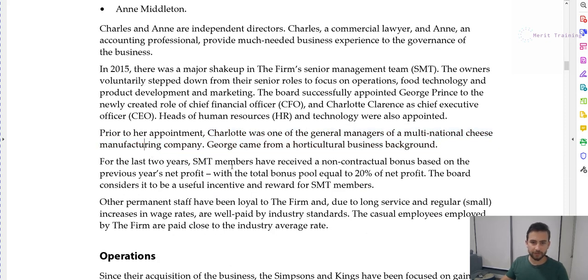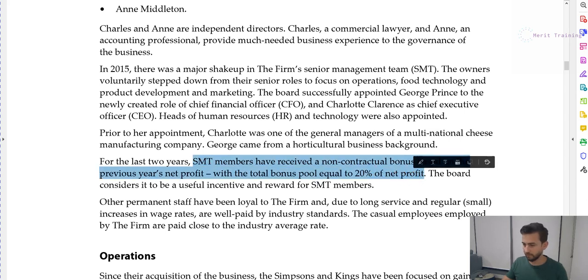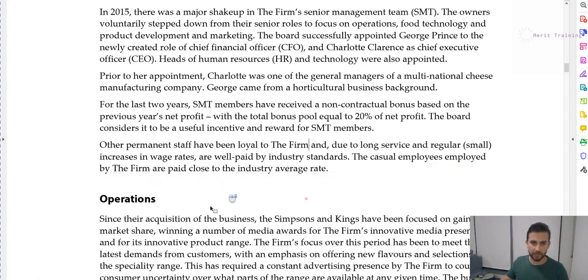For the last 2 years, SM&T members have received a non-contractual bonus based on the previous year's net profit, with the total bonus pool equal to 20% of net profit. So I'll just copy this. Okay, other permanent staff have been loyal to the firm, and due to long service and regular small increases in wage rates, are well paid by industry standards. So let's copy this.